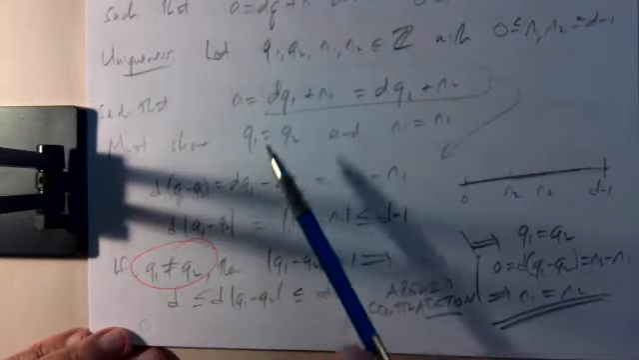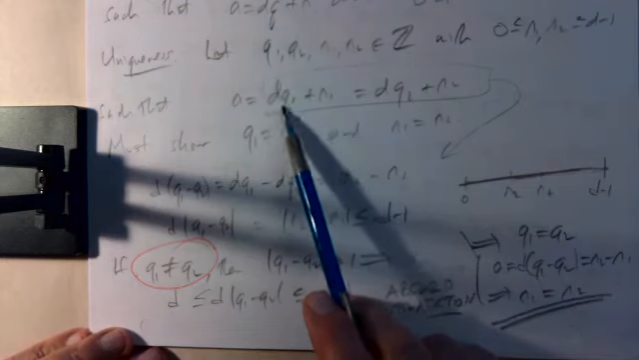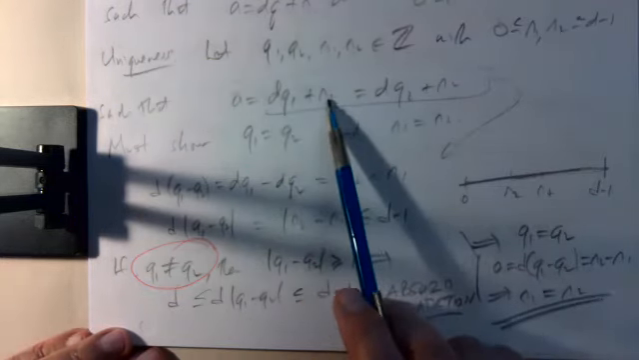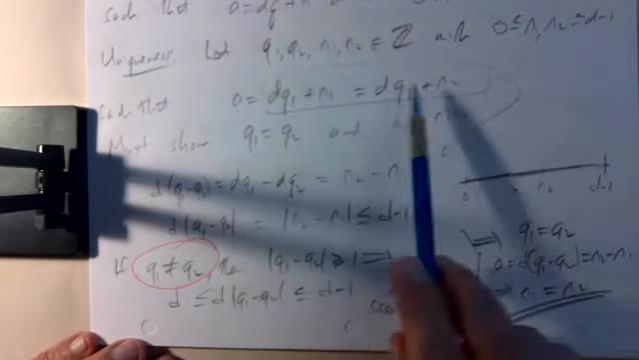So this proves uniqueness. If you have two ways to write a number as dq plus r with the remainder r between 0 and d minus 1, it's unique. Any two representations must in fact have the same quotients and the same remainders. So that is the proof of the division algorithm. Okay.